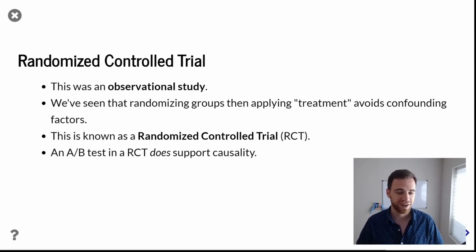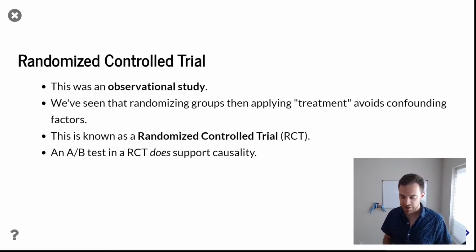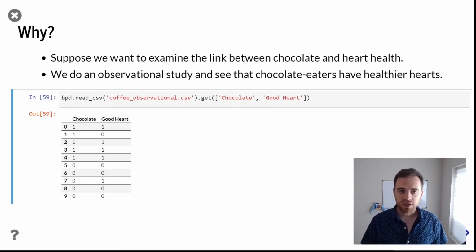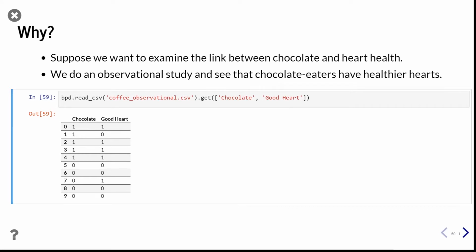And remember, I can't really do that here. It's not very ethical. So the key thing here is that if I have an observational study, rejecting the null hypothesis doesn't support causality. But if I have an RCT, rejecting the null hypothesis does support causality. And so it's very powerful. So let's remember why rejecting the null doesn't support causality in an observational study.